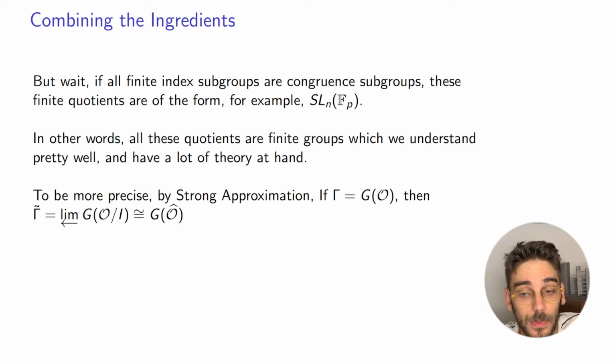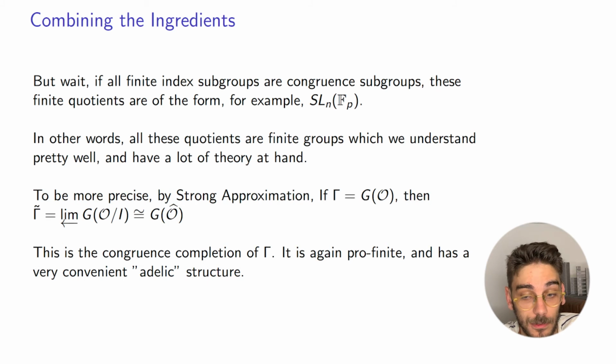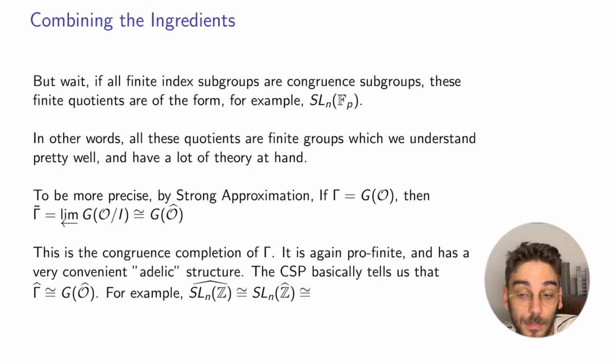To be a little more precise, by what's called strong approximation, if gamma is G of O for the ring of integers, then we can look at the congruence completion of gamma, which is the inverse limit of taking all the congruence quotients of G, and this is isomorphic to G of the profinite completion of O. So this is the congruence completion of gamma. It is again profinite, and it has a very convenient adelic structure, which comes from the ring. And the congruence subgroup property basically tells us that the profinite completion is isomorphic to the congruence completion, or G of the profinite completion of the ring of integers.